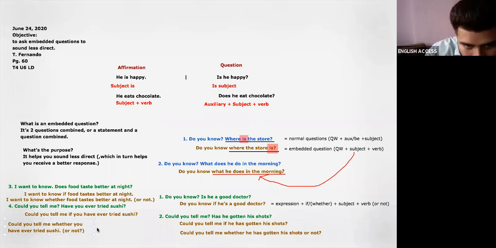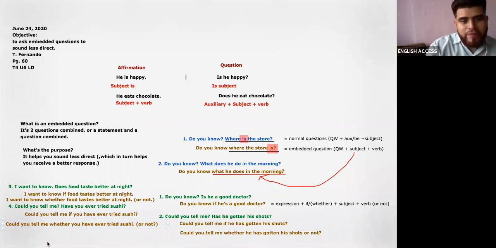And that would be that one. Could you tell me whether you've ever tried sushi? Could you tell me whether you've ever tried sushi or not? Now, whether and if in this case are the same, but if you want to sound a little more formal, whether is the best option. But in most cases, you use if. All right? Okay.